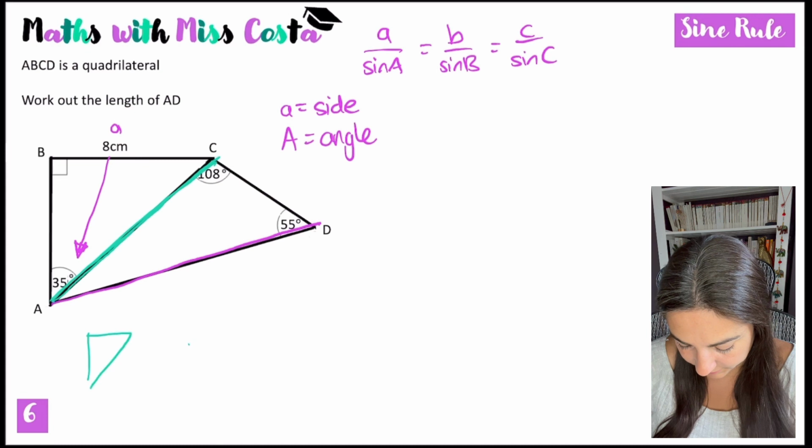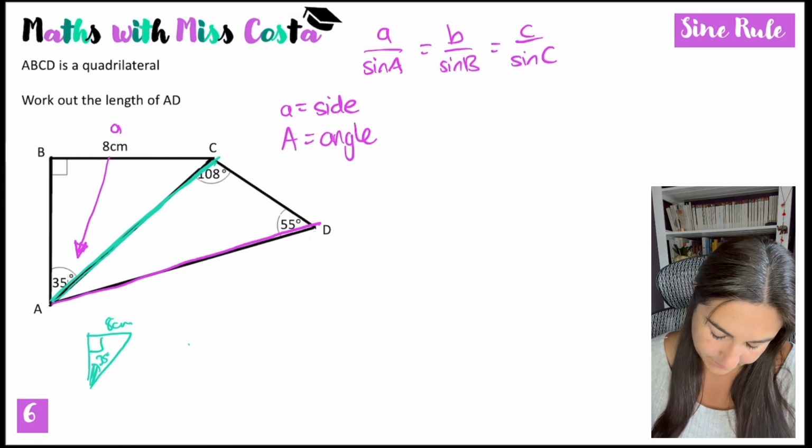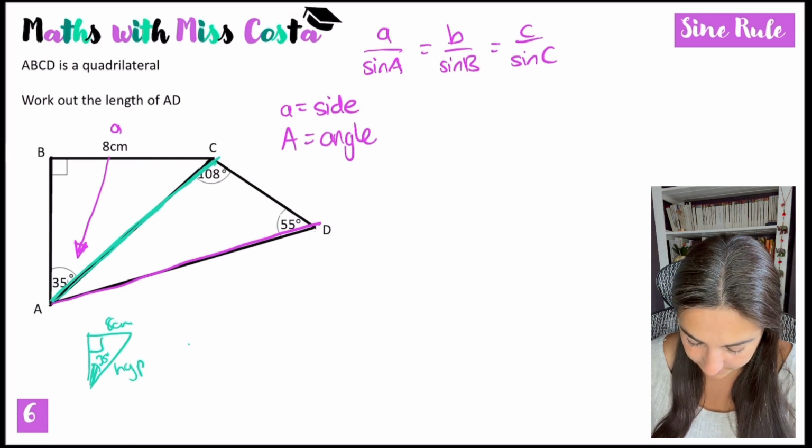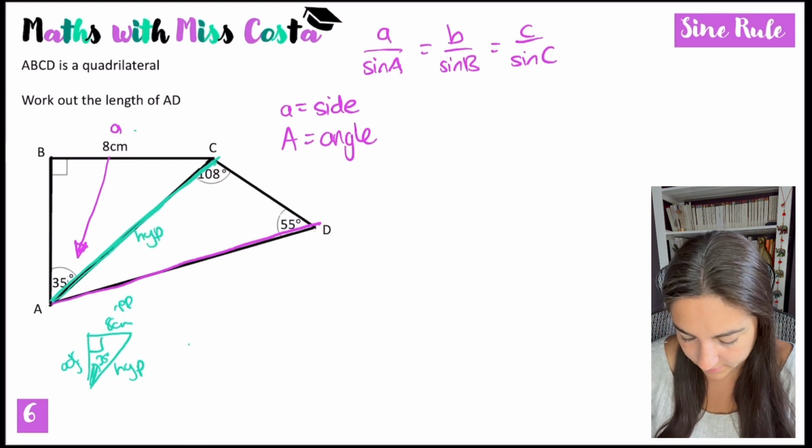So if this was a right angle triangle, that would be 35 degrees. That would be 8 centimeters. That would be the hypotenuse. That would be the opposite, and this would be the adjacent. So therefore, let's just label it on here.